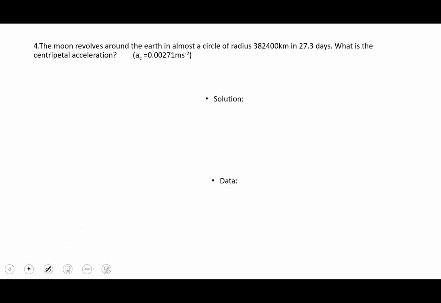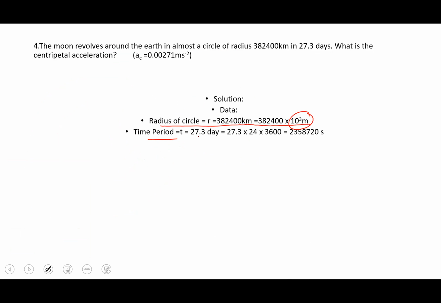So here we have the solution. The data is given to us. The radius of the circle is 382,400 times 10 to the power 3 meters. The time period is given to us. We have to convert the days first into hours, then into minutes and seconds. We have 2,358,720 seconds.